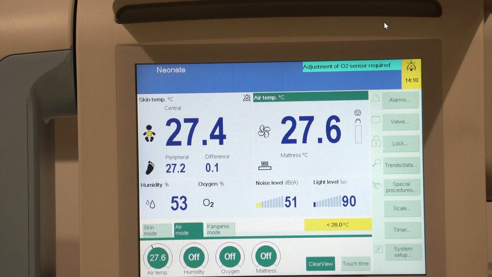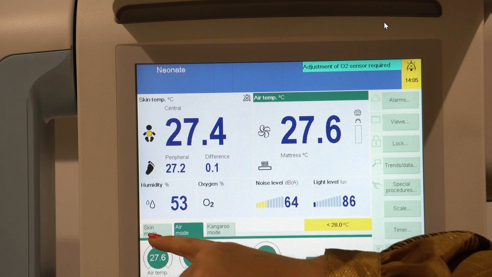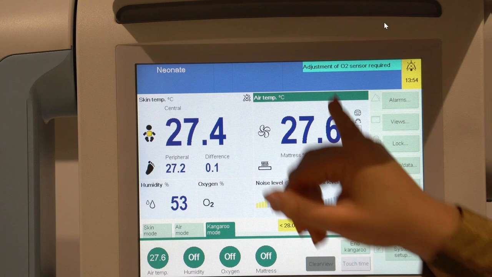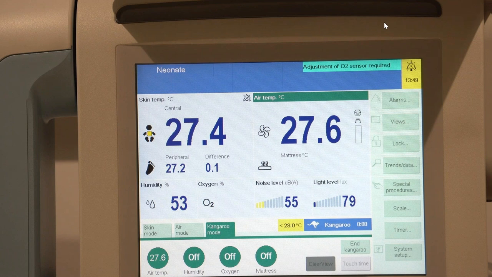So once again, it's quite simple to set up. We can be in the skin mode or we can be in the air mode. We just activate the kangaroo mode, and we have the duration of the kangaroo. We maintain the same environment inside the incubator, and we now can take the baby out of the incubator and continue with the skin-to-skin care. Similar setup, so this is in the baby layer, similar procedure we have in the Isolette 8000 plus that supports also the kangaroo care.